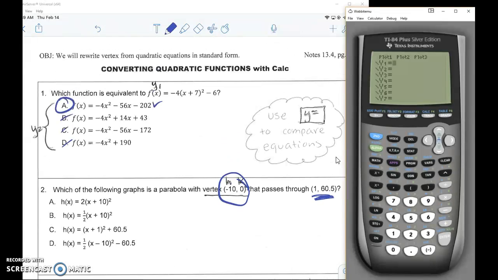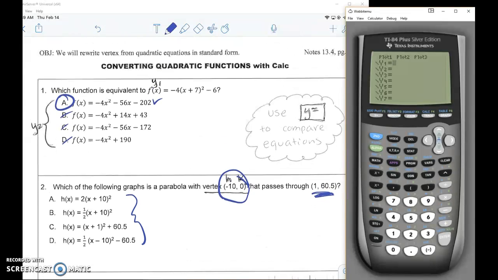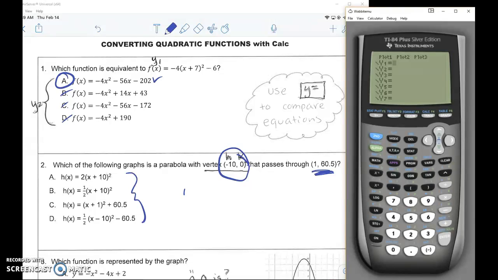Now, I do know something about vertex form. Looking at these, I know that vertex form is y equals a (x minus h) squared plus k. So for this problem, h is my x value, negative 10, x minus negative 10, two negatives make a positive, plus 0. So I should not see plus anything on the end. That rules out option C and option D.